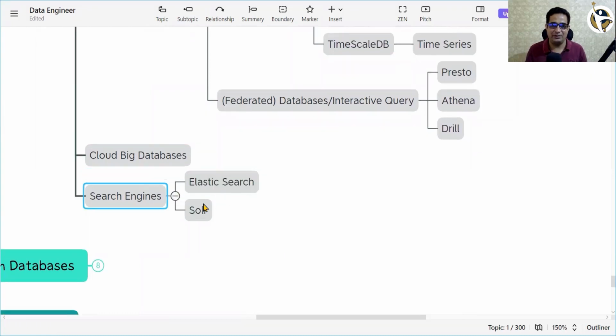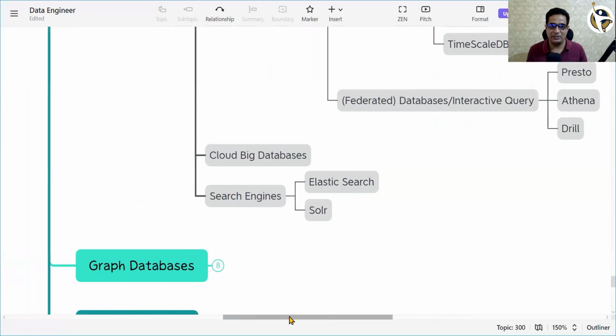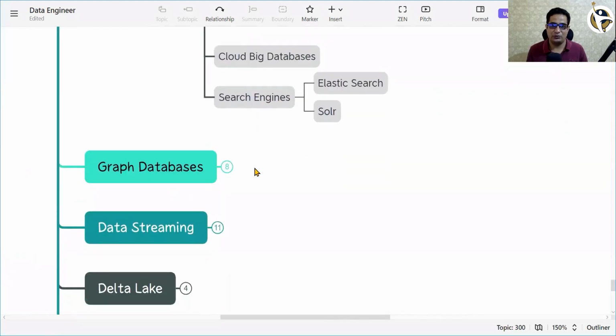Then search engines. When we talk about search engines, Elasticsearch is very popular. In the backend, Solr also uses Lucene, but it has simplified lots of things, and we can see those things in a better visible format using Solr. So if you want to implement such a tool, then Solr is the choice of your solution.